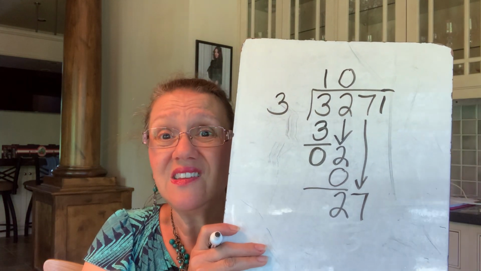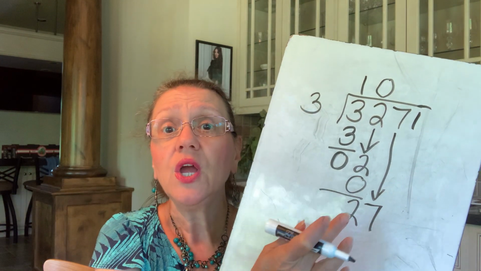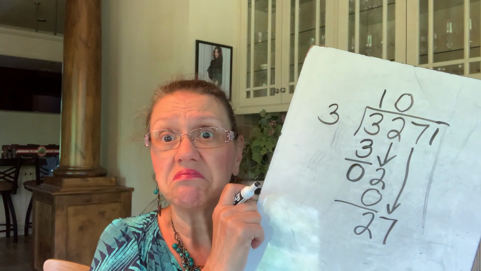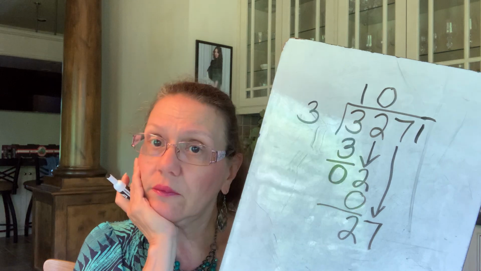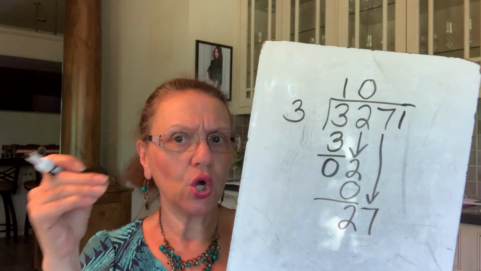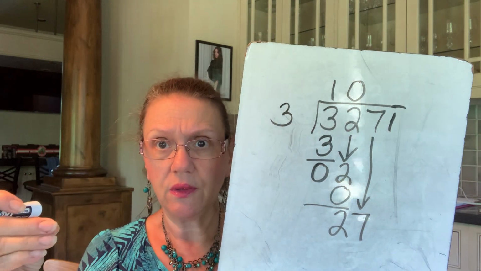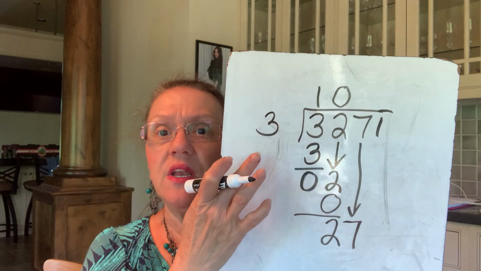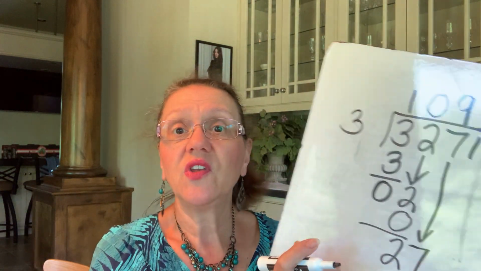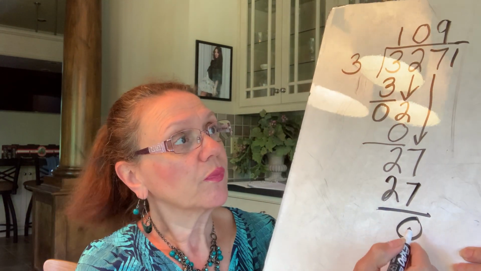Once you get good at this and you recognize that you have a 0 up here, you can skip this 0 and just bring down your 7. It doesn't really matter. You keep going. So this perseverance of keep going, this is huge in math. Keep going. How many times does 3 go into 27? It goes in 9 times. We put our 9 above the 7. 3 times 9 is 27. 27 minus 27 is 0.